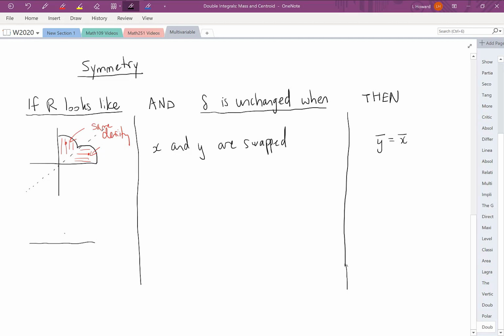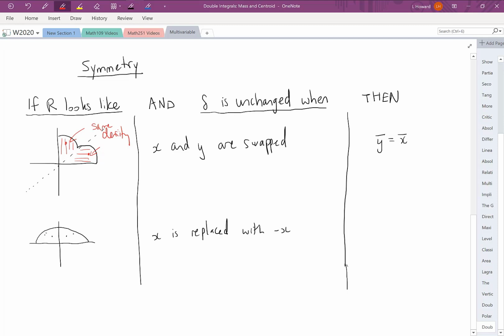Let's say that our region is symmetric about the y-axis. So you've got all these pairs of points that are going to pair up, can reflect them through the y-axis like that. So we've got horizontal symmetry. And you would need delta to be unchanged when x is replaced with negative x.